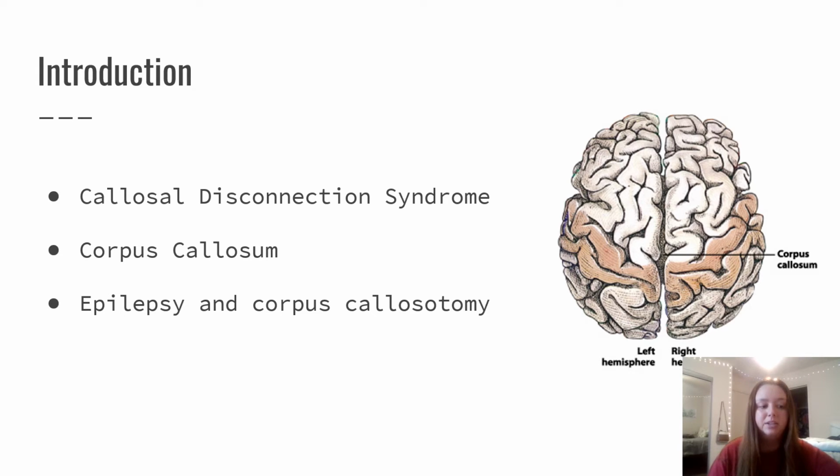A surgical procedure called a corpus callosotomy is done in epilepsy patients. This is done by surgically severing the corpus callosum in order to stop the spread of seizures from one hemisphere to the other in the brain. However, this procedure is only done when all other measures have been exhausted, so it's kind of an extreme procedure to do for epilepsy patients.